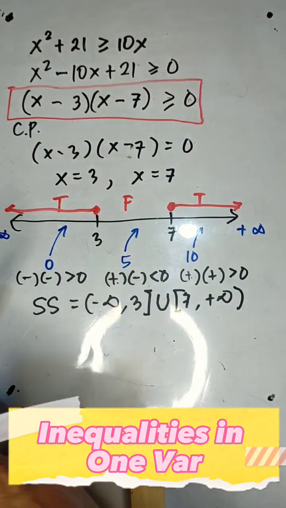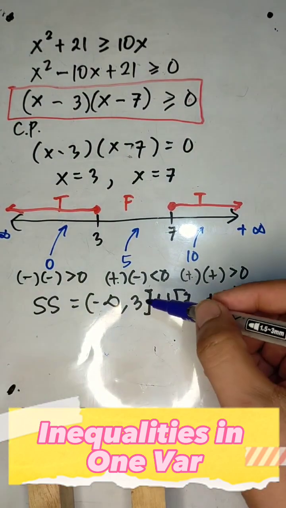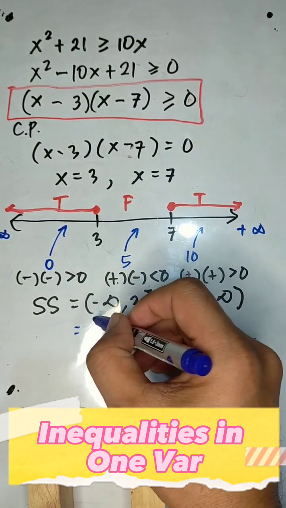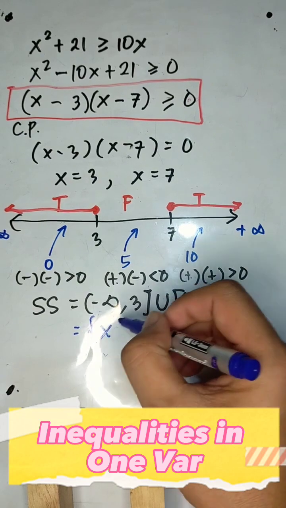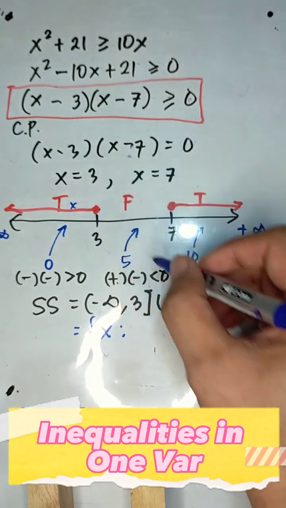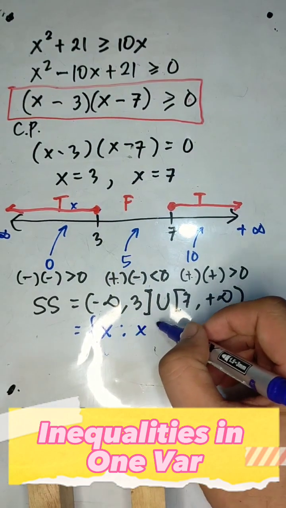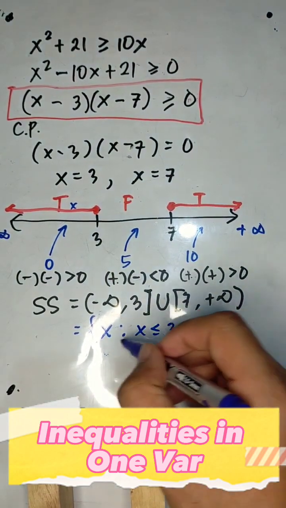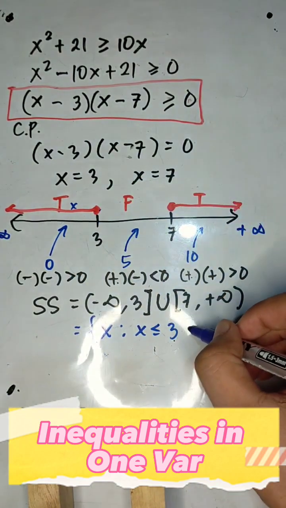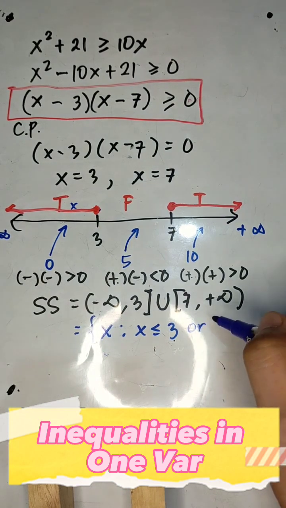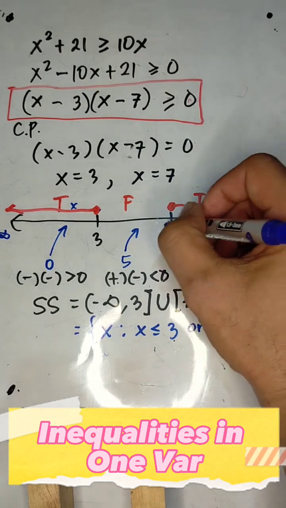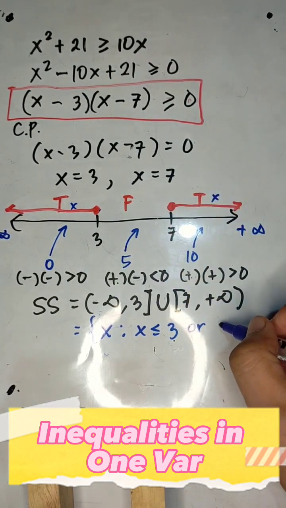If you want to write your solution in set notation, then it's also correct. You can write it like this: the set of x such that x is less than or equal to 3. x here is a real number. Then since this is a union, and union is OR in sets, then our x is greater than or equal to 7.